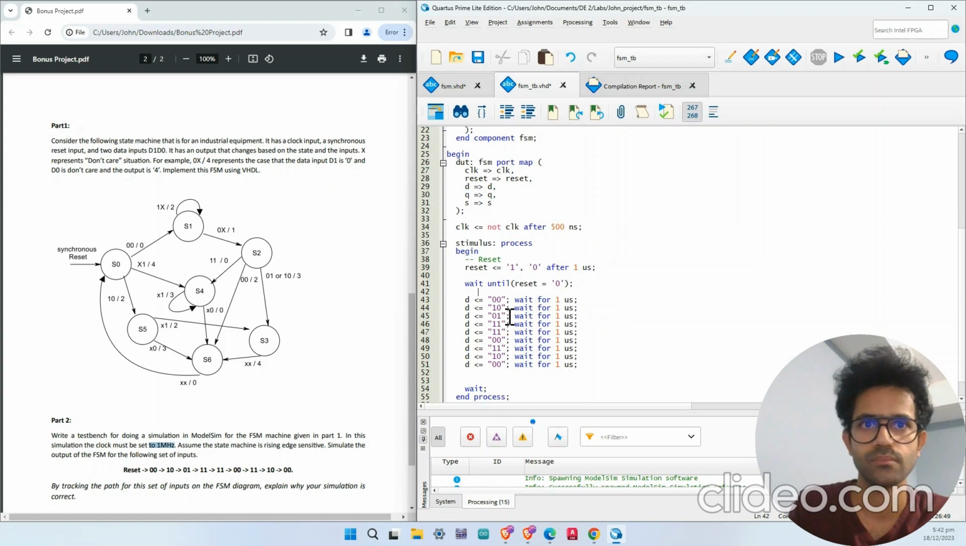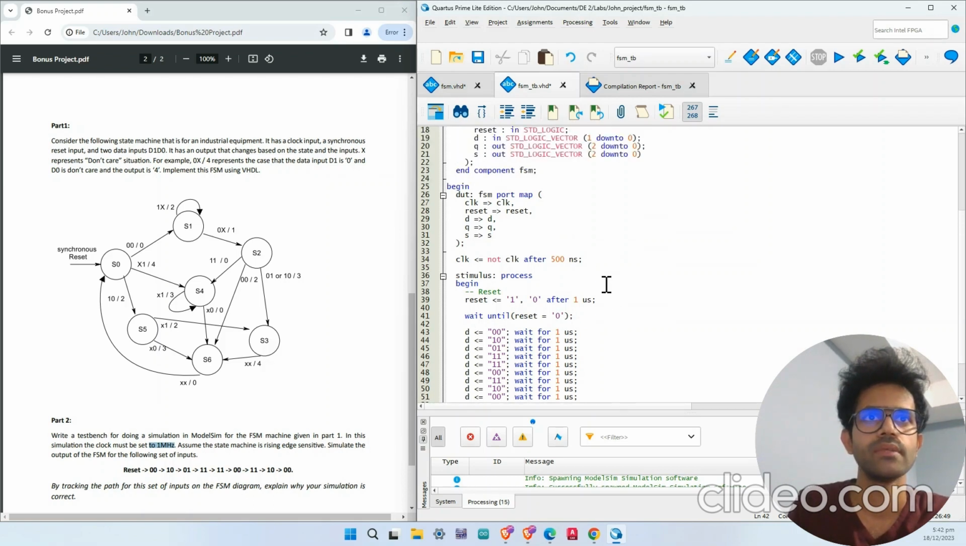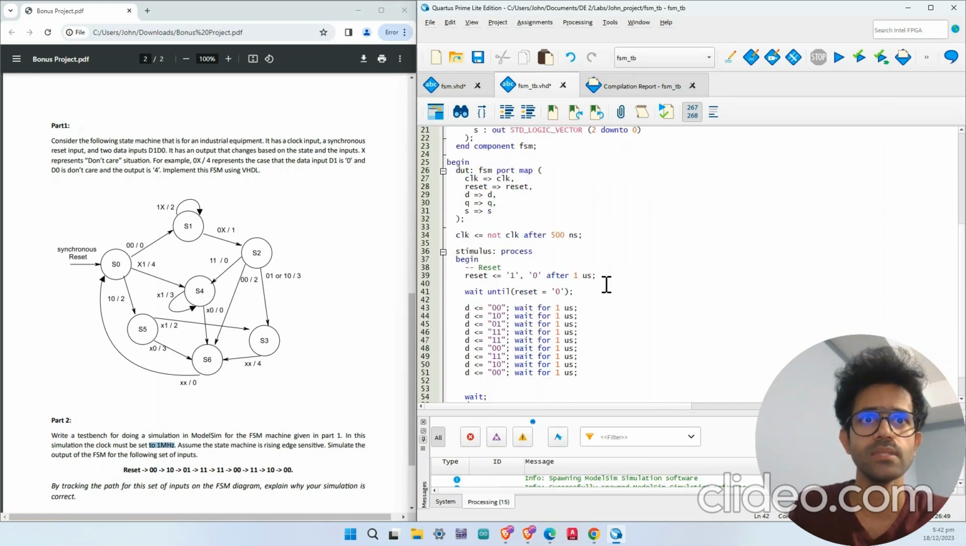So we are going to check for all the conditions of D. We'll give one time period gap between each input. So that's the test bench. So let's simulate it and see how it goes.